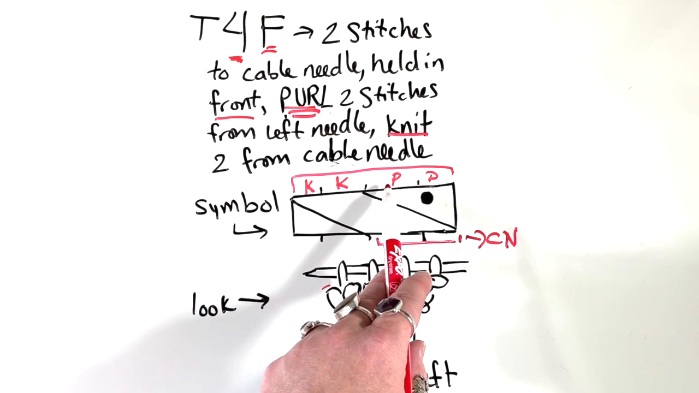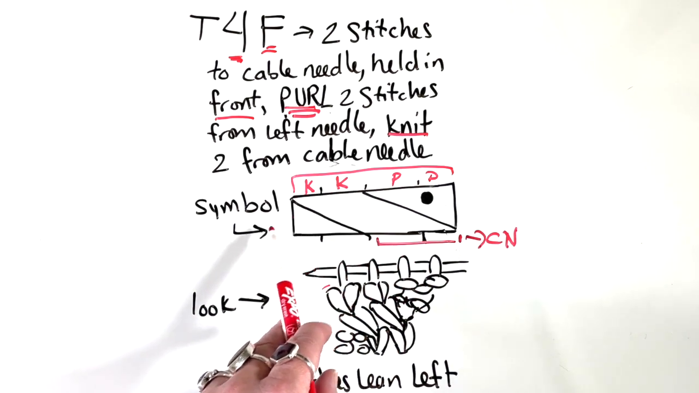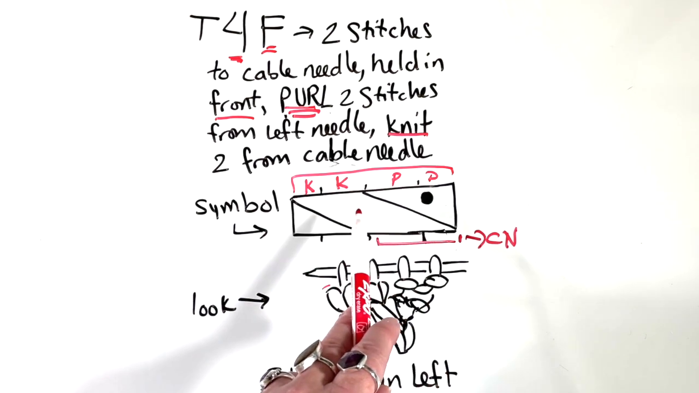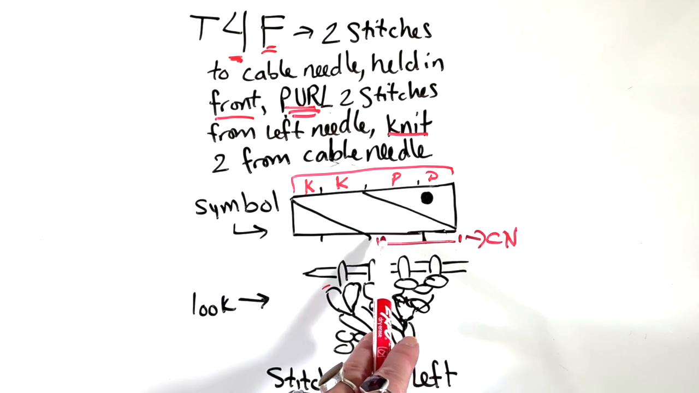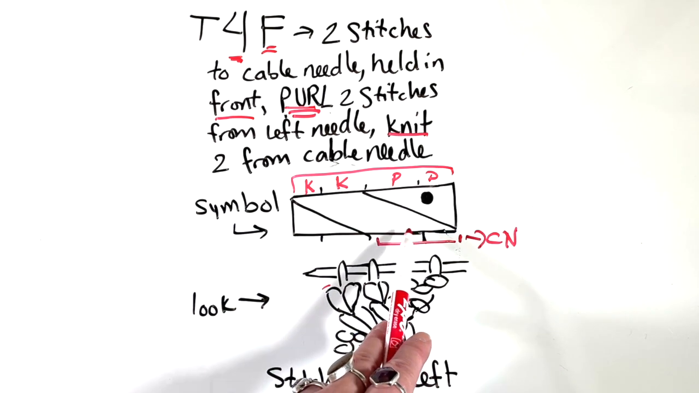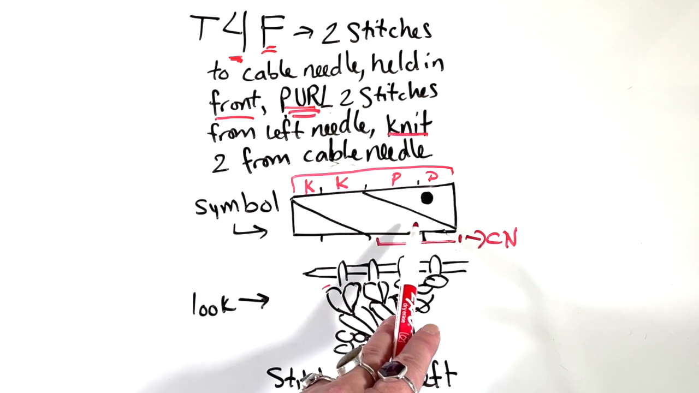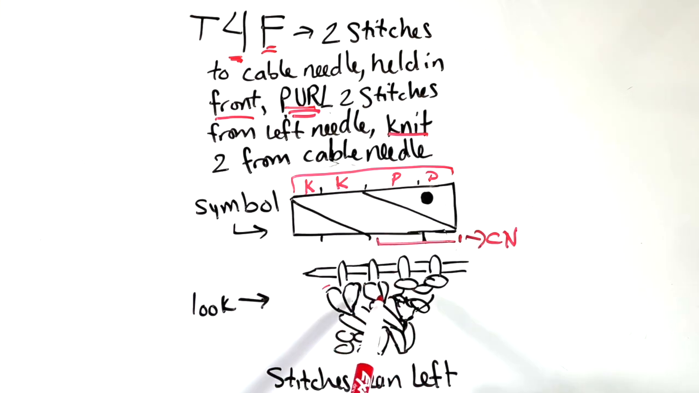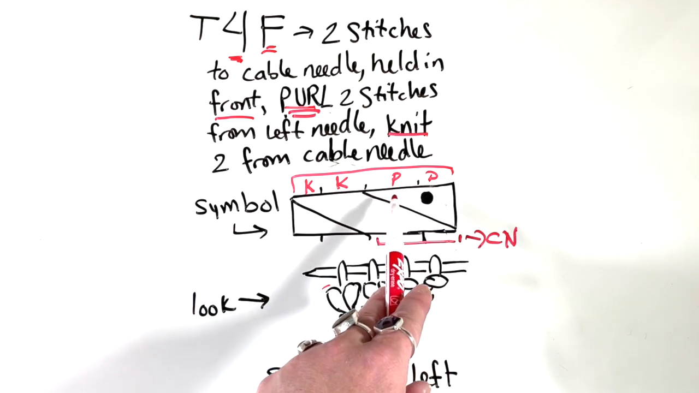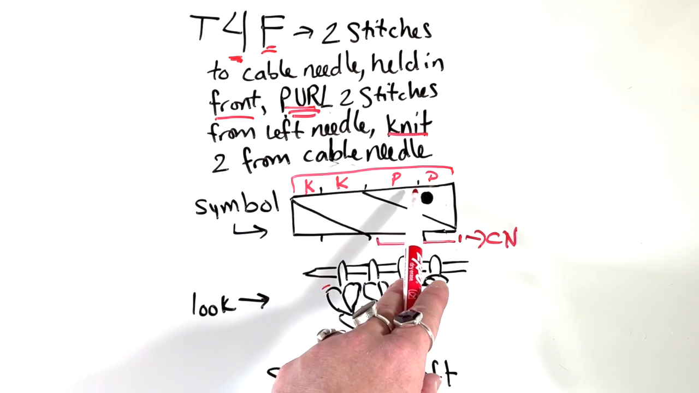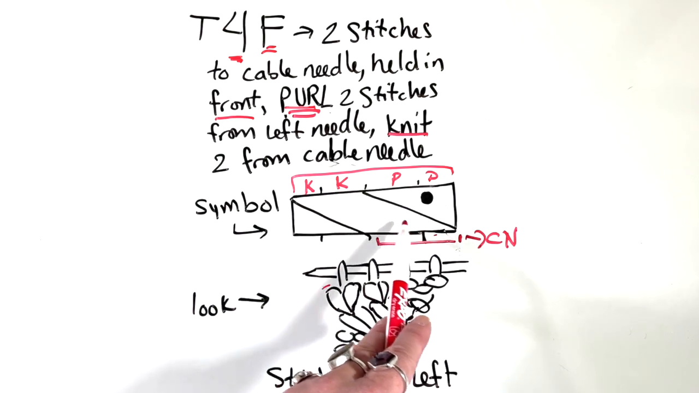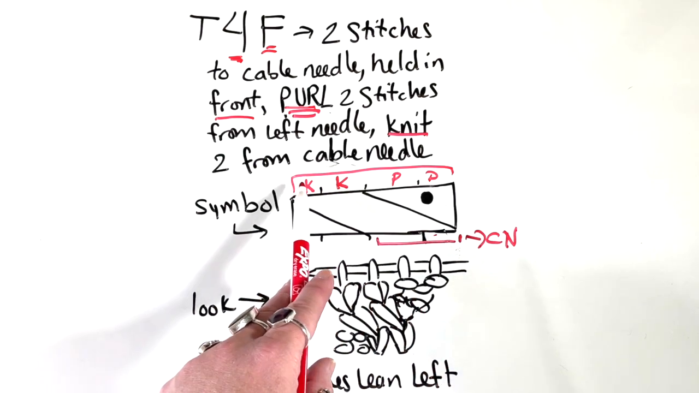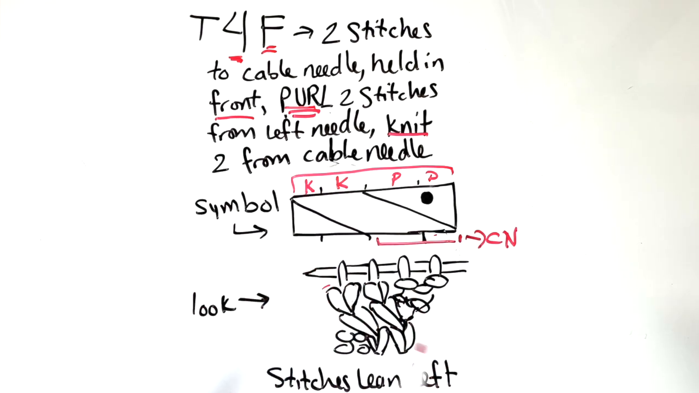Whereas in the other symbol, we saw the dot was over here and the stitch is slanted in a different direction. This symbol tells us 2 stitches go on the cable needle. And because they will be visible, they're the ones that are part of this slant. They are held in front. We're purling 2 stitches off the regular needle and then knitting the ones that were on the cable needle that are connected here. This is what it will look like.